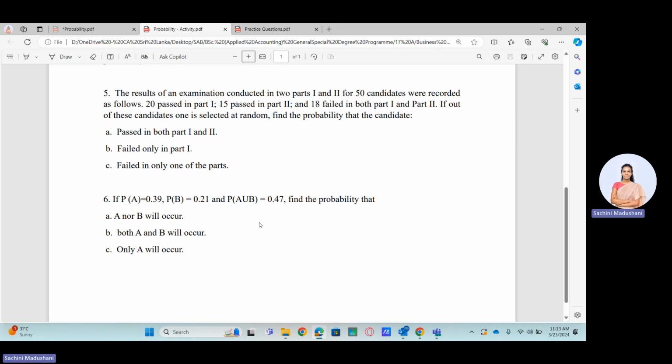Then in the Venn diagram we draw, this represents the union. The complement means this area. This rectangle represents the sample space, and the probability value of this whole rectangle is equal to 1. Then we subtract this part, and we get the complement of the union. Now you can write the answer: 1 minus the union, 0.47.